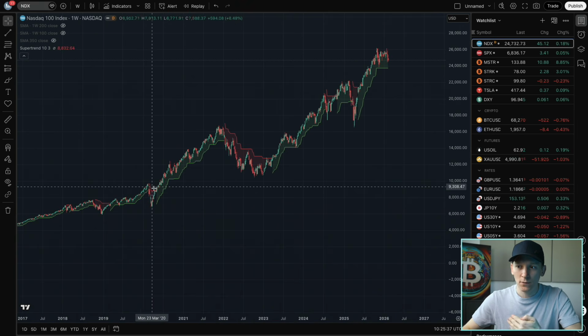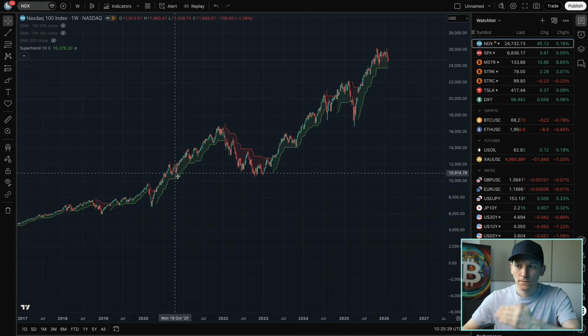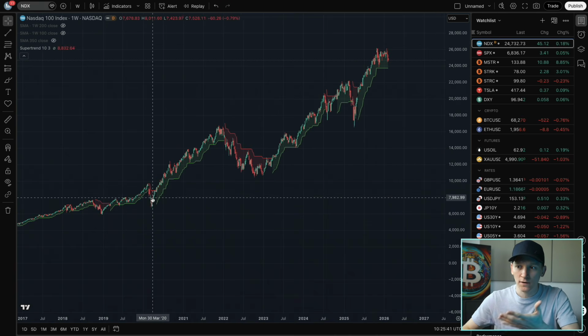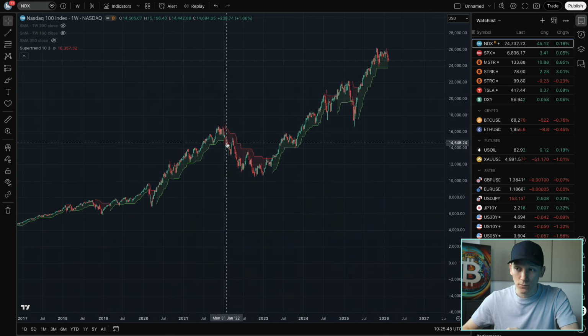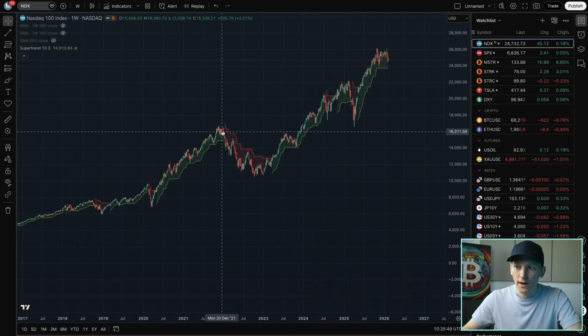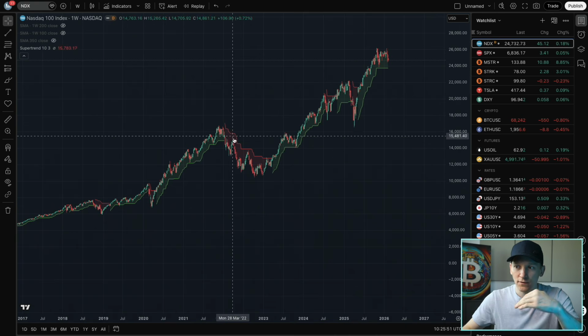So uptrends are when the price is above it, moving upwards. That's an uptrend, obviously. So you're below it, looking at the price moving up. And then when the price moves down, that's obviously a downtrend here because you've broken through this offset. And that's where you get the red super trend. This is obviously a downtrend here.